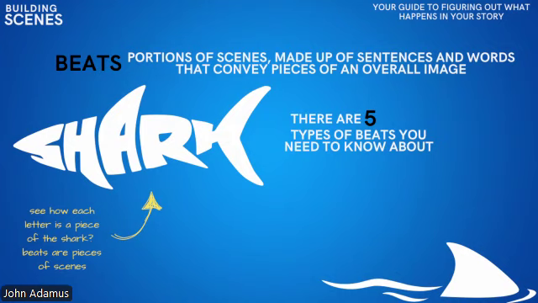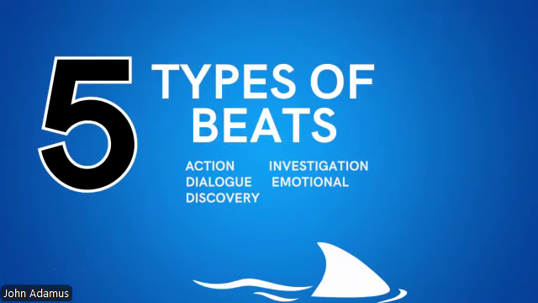Now, there are 5 kinds of beats you need to know about. There are technically more than 5 kinds, but if you learn the first 5, the other ones are all versions of these 5. 5 types: action, dialogue, discovery, investigation, and emotional. The order doesn't really matter. You can flip them around however you want, but this is the order that's the easiest to teach.